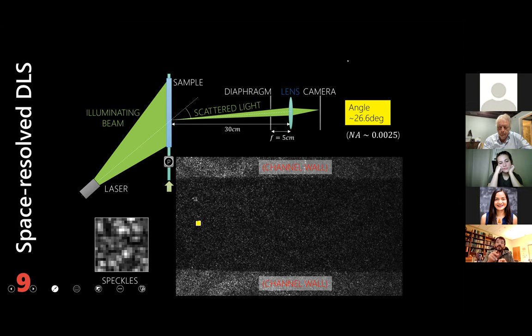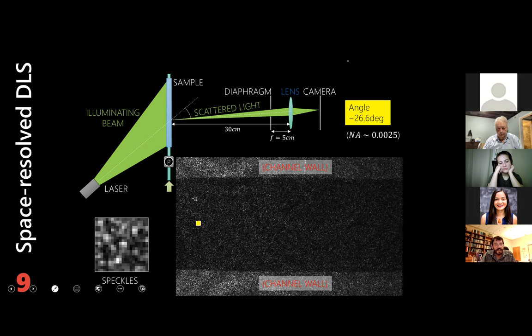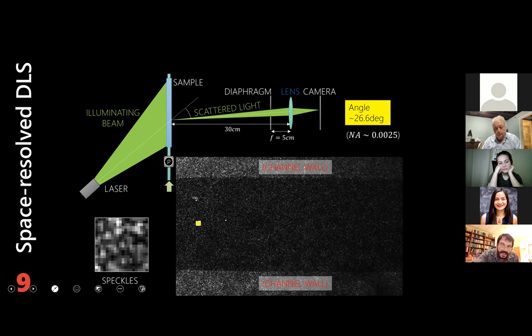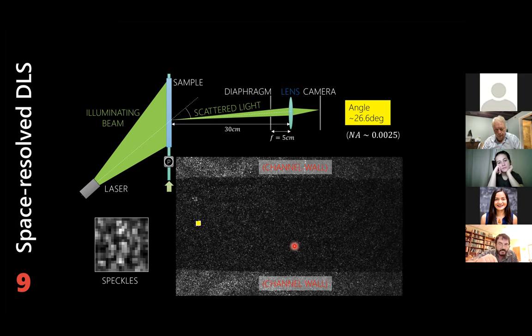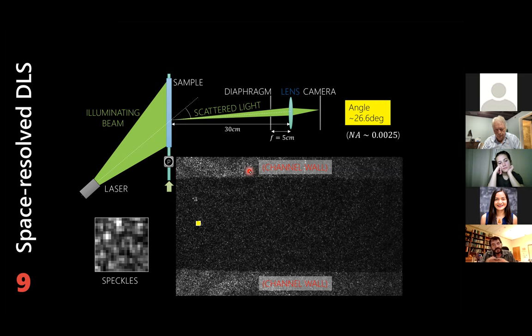I'm showing an image of scattering of light. This is a microfluidic channel. And here, there are particles that are moving. You can see that the bright spots fluctuate in and out, fluctuate in and out. Here, things are not moving and things are stationary. And so what we do is we look at these speckles and we analyze the way they fluctuate in time.